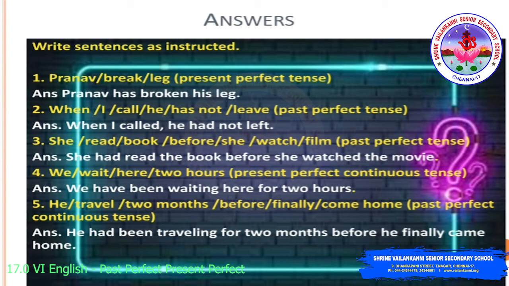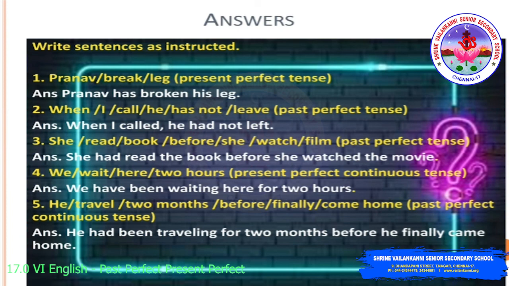Second question, past perfect tense. When I called, he had not left, because it is instructed to be written in past perfect tense. So we use had. He had not left. Next, past perfect tense. She had read the book before she watched the movie. So, watch is changed to watched. Read is still the same.